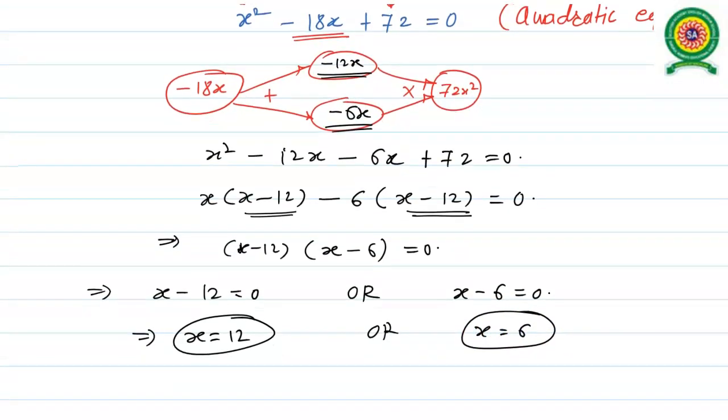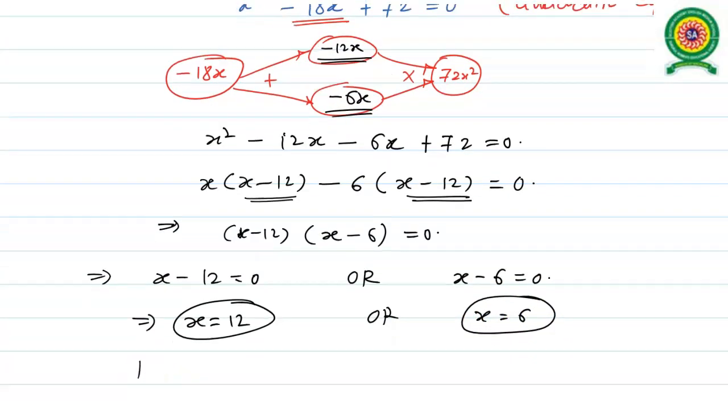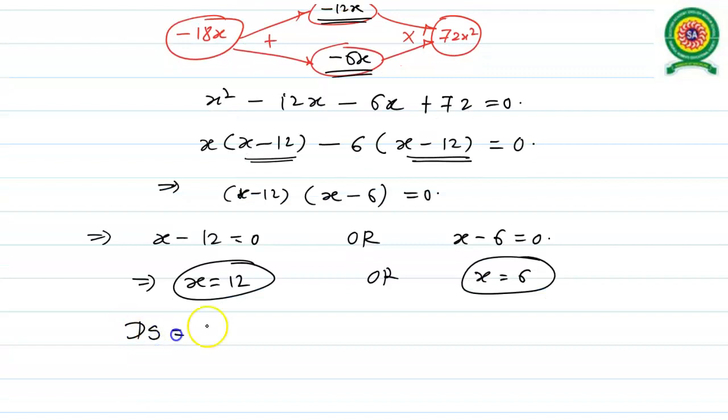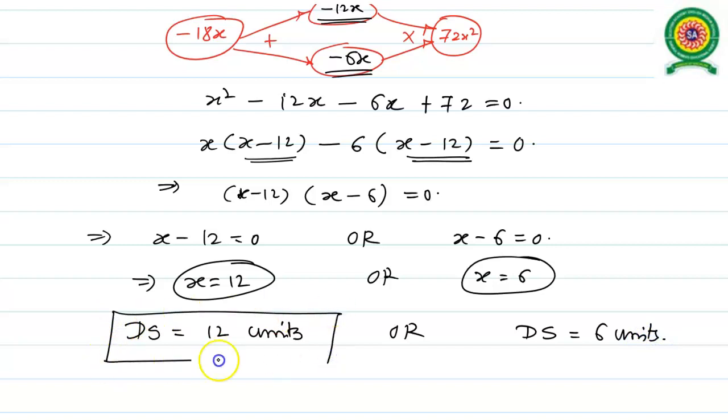So what is meant by x here? X is nothing but Ds. So Ds is equal to either 12 units or the Ds value might be 6 units. Now here we have our question number 2nd.